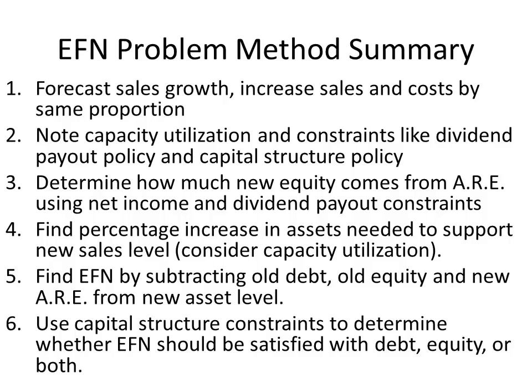The third step is to determine how much new equity comes from addition to retained earnings. How do you do this? Well, we find the net income using the sales and cost information, and then we subtract out any kind of dividend that we must pay. And that dividend information comes from the dividend payout constraints.